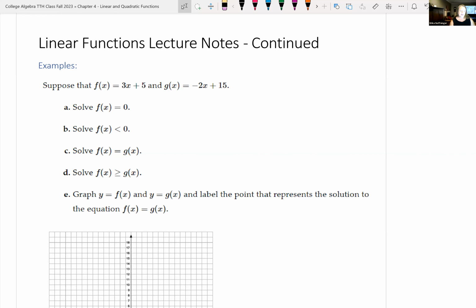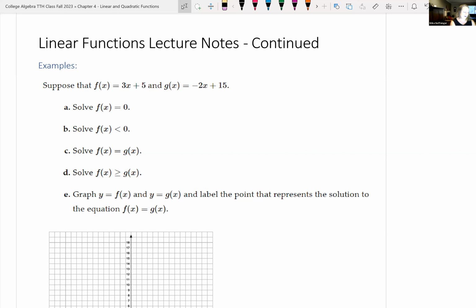So now, going into more detail on linear functions, suppose that you have f of x equal to 3x plus 5, and g of x equal to negative 2x plus 15. You should be able to do the following problems and be familiar with the notation that you're seeing.